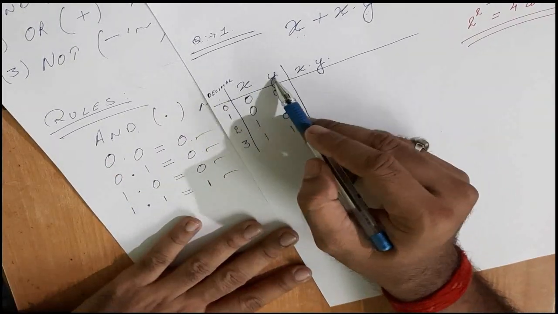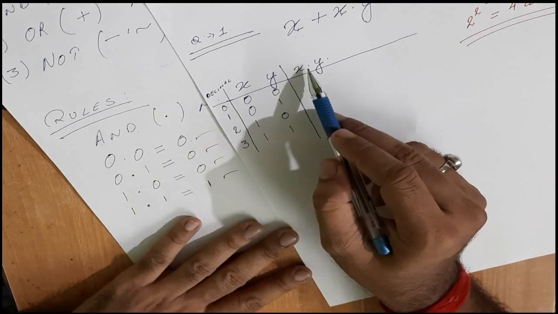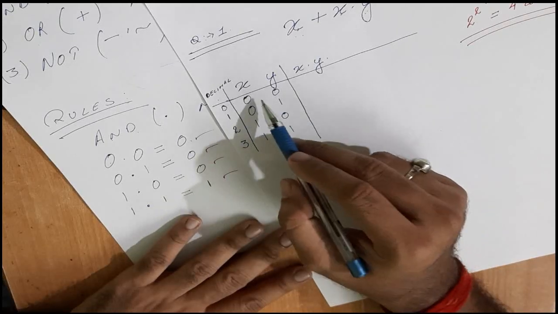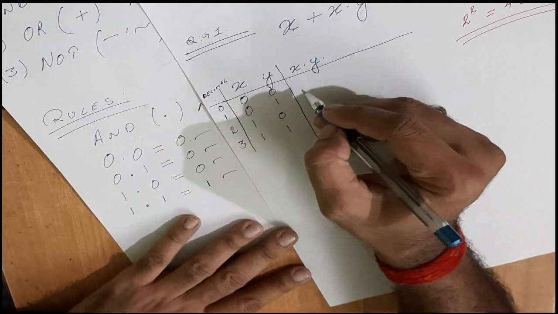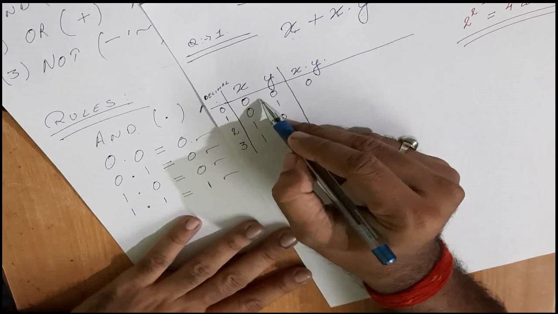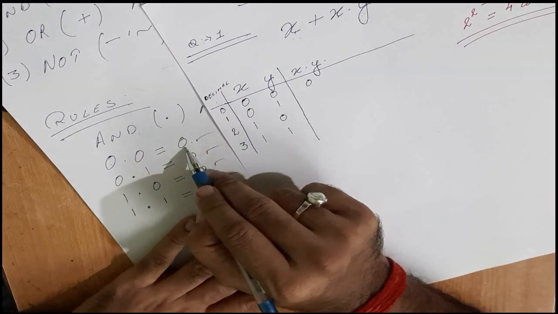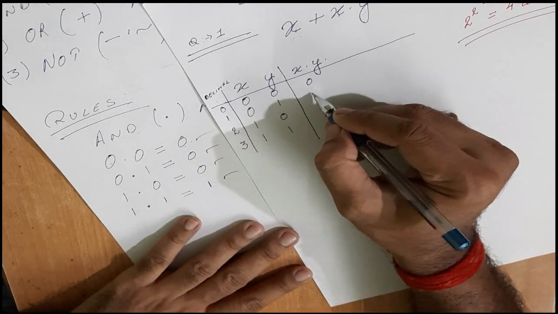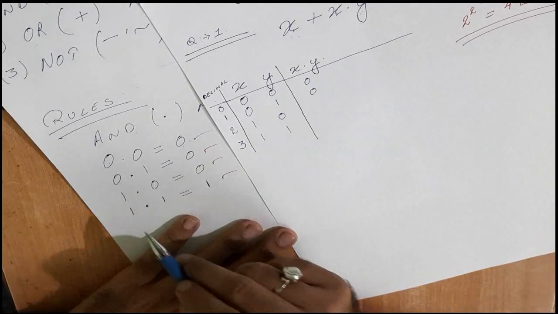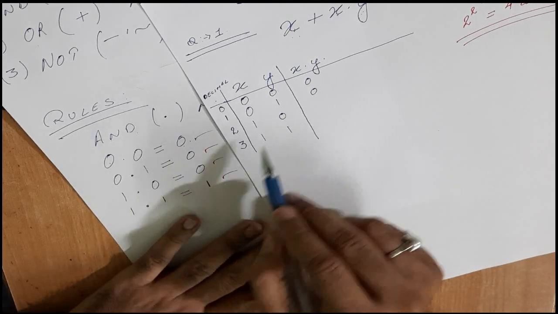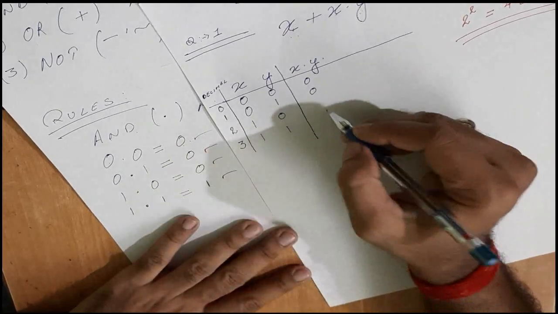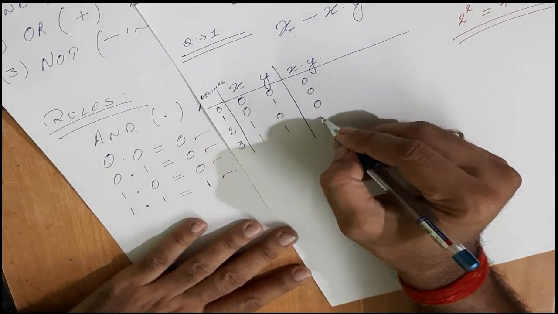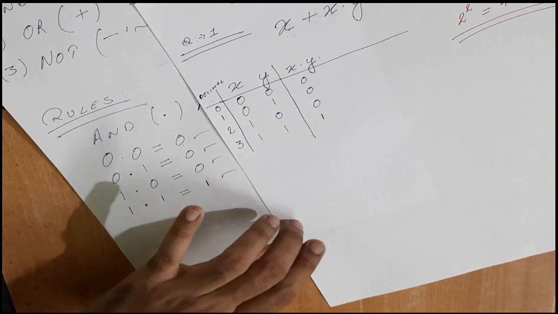So, if I multiply these two, x multiplied by y, the first row's result will be 0. 0 multiplied by 0, the answer is 0. 0 multiplied by 1, the answer is again 0. 1 multiplied by 0, the answer is 0. 1 multiplied by 1, the answer will be 1. Is it clear?